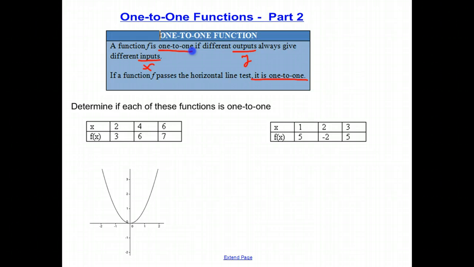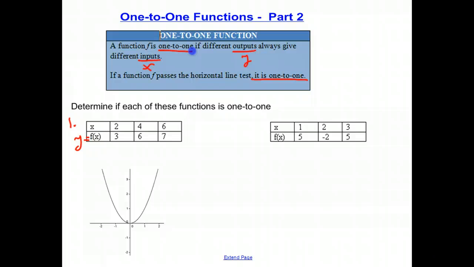But what if I gave you something like this table? Let's look at number 1 over here. Looking at this table of just 3 points, we're giving you x values and y values. F of x is our y value, just in functional notation. The question is, is it one-to-one? Is it true that for every output, there's only one input?